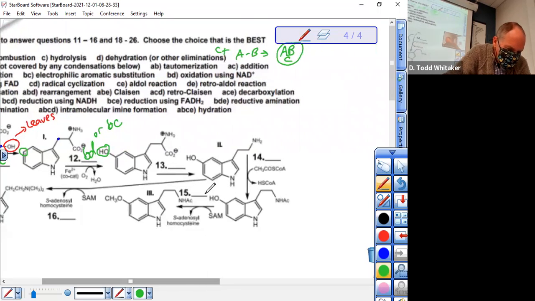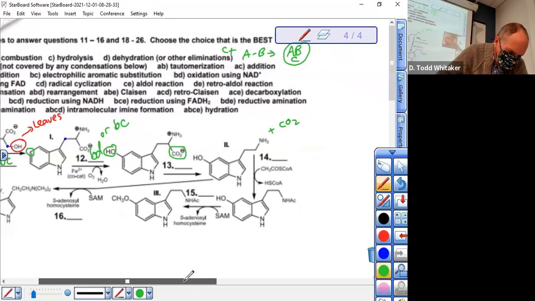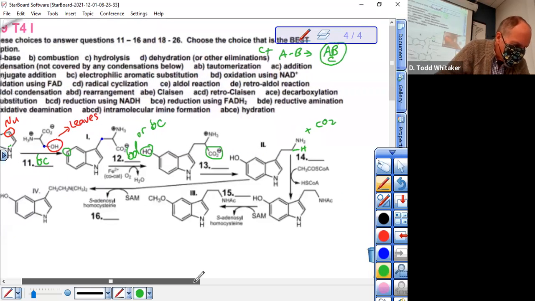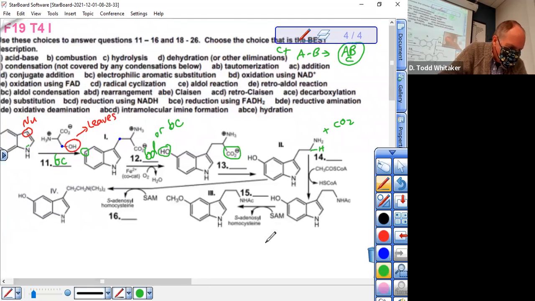What's going on in the next one? Oh, this goes away. This goes away. Plus CO2. And it got replaced by an H. Okay, so we lost a carboxyl group. Are there any words that say we lost a carboxyl group? I see one, don't you? Right there. Decarboxylation, very common for amino acids.